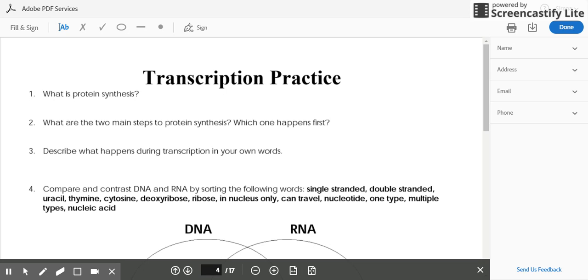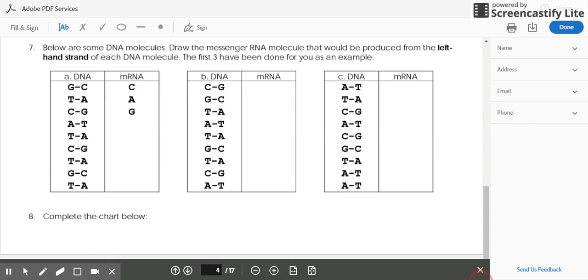All right, then we did a little transcription practice on page 65, which I know you filled in. Some of us struggle with number 7, so let me do a little bit of that. Below are some DNA molecules. Draw the messenger RNA molecule that would be produced from the left hand strand of each DNA molecule. The first 3 have been done for you. So G goes to C. We're only using the left side. T goes to A. C goes to G. A goes to U. T goes to A. So on and so forth.